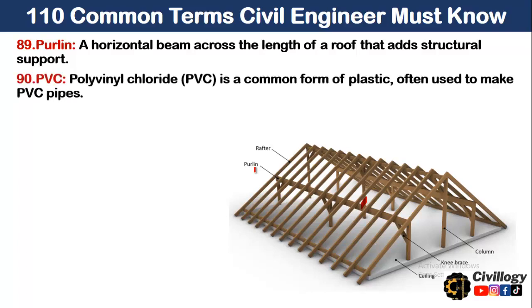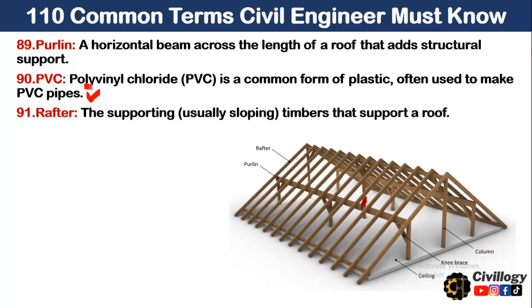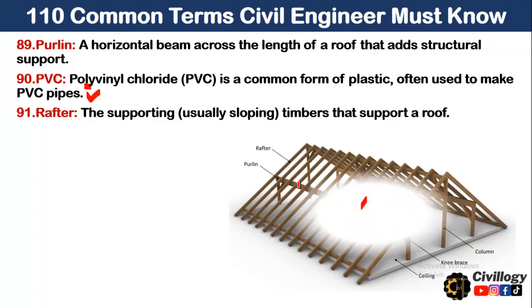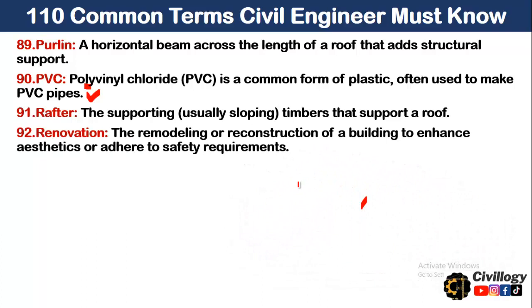What is PVC? PVC stands for polyvinyl chloride, a common form of plastic often used to make PVC pipes. What is rafter? Rafter is the supporting, usually sloping timbers that support a roof. As you can see over here, this sloping member is called a rafter, whereas this horizontal member is called a purlin.